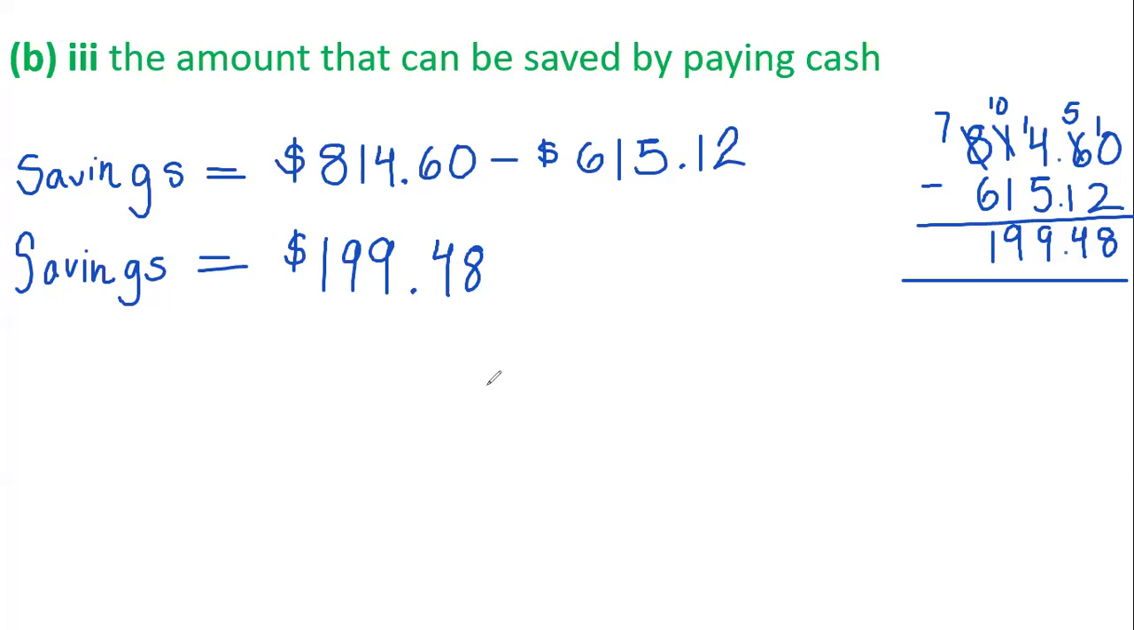All right, so the savings is going to be $199.48. If you take this offer, which one is cheaper, the higher purchase or the cash price? Paying the cash price. Yeah, paying cash is definitely a cheaper offer, and it's definitely a better buy.